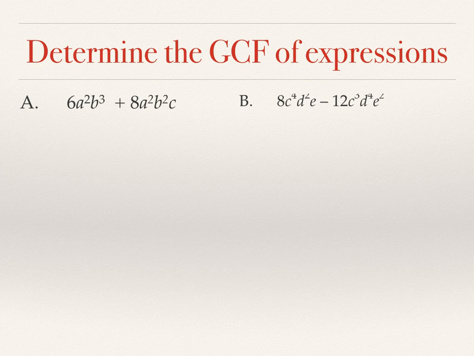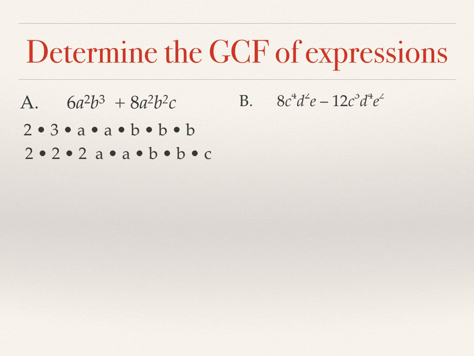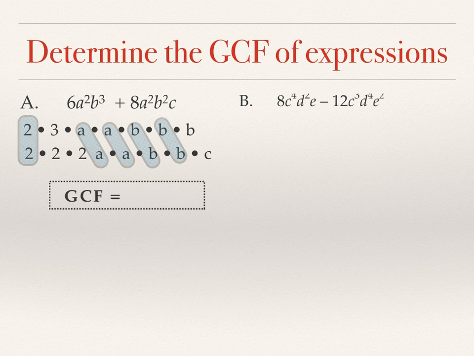Now let's determine the greatest common factor of these expressions. Let's represent both terms in example A as their prime products. And now let's look for common prime factors. We'll circle them. And now we'll write the greatest common factor as 2 times A times A times B times B. But we'll learn to use the exponent form. It'll be more helpful for us.